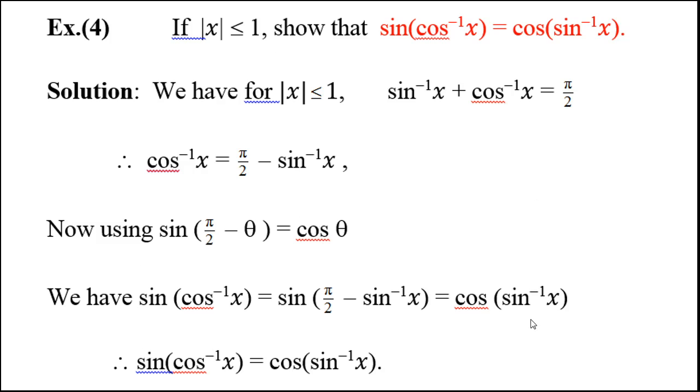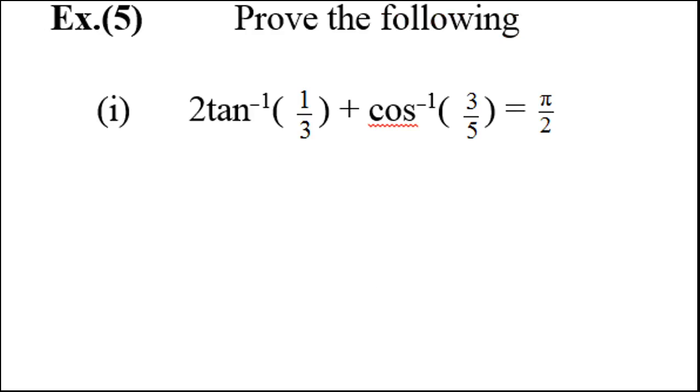ह्या दोन रिझल्टचा वापर करून हे प्रूफ लिहिलेलं आहे. पुढच्या क्वेश्चनकडे जाऊया आपण. Prove that 2 times tan inverse 1/3 plus cos inverse 3/5 is equal to pi by 2.